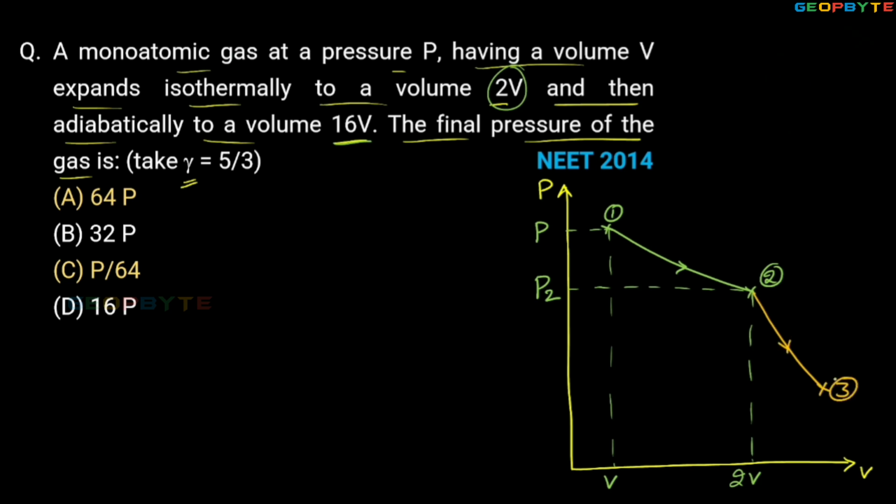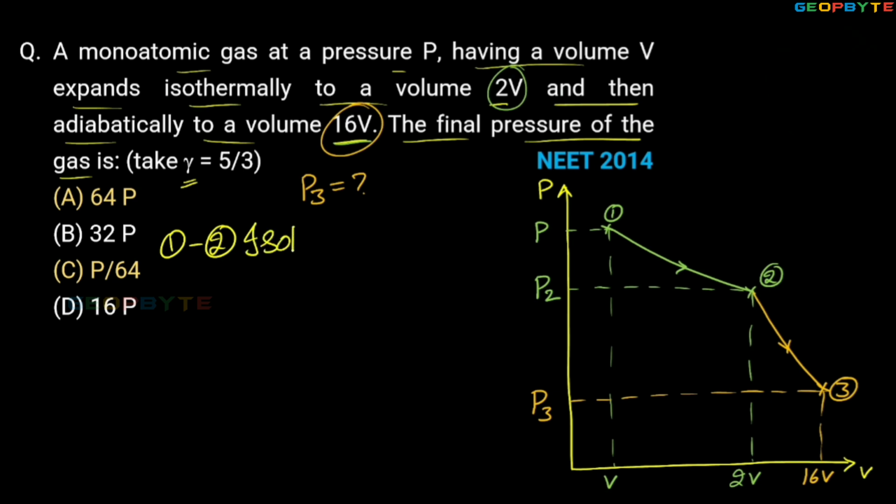Adiabatic expansion curve must be drawn with more slope because the slope of the adiabatic curve in the PV diagram is more compared to the slope of the isothermal curve. At state 3, that is after adiabatic expansion, the pressure is P3 and volume is 16 times the initial volume. Then you are asked to find the final pressure P3. For that, first let us take 1 to 2, that is isothermal expansion.